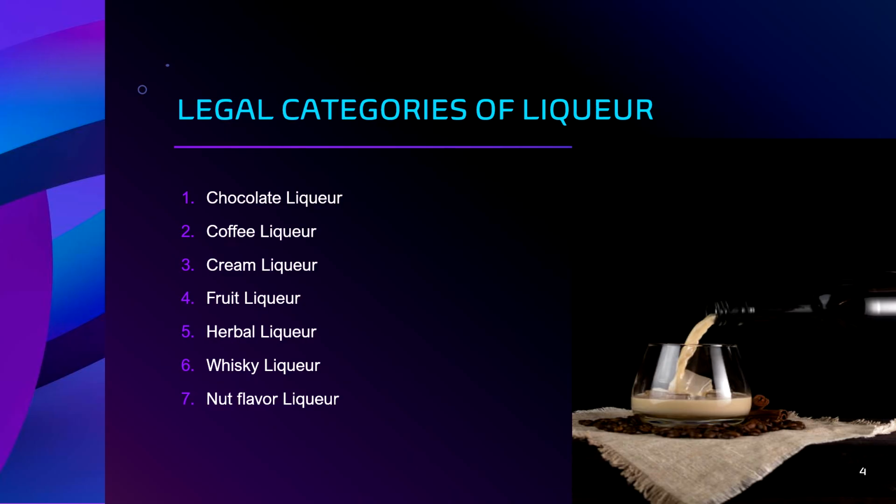Whiskey liqueurs are combined with whiskey and other flavors, often sweet or spiced. This creates a more smooth, warm drink. An example of a whiskey liqueur is the Irish Mist. The nut flavor liqueurs are infused with nuts, such as almonds, hazelnuts. It delivers a sweet, nutty flavor. An example of that is the amaretto.